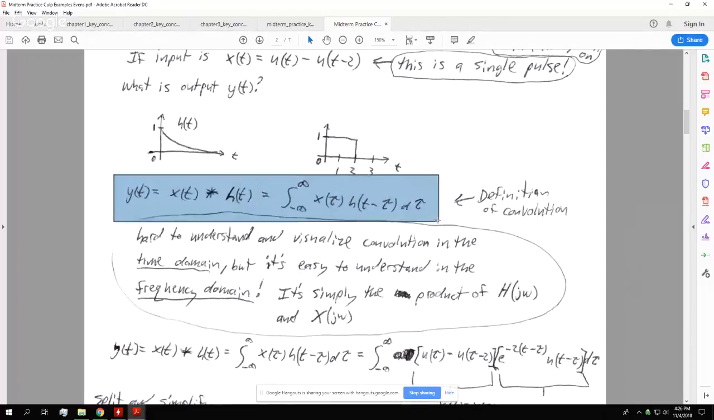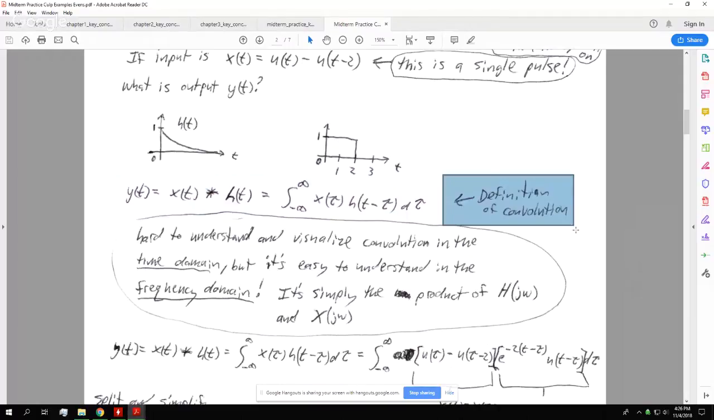So here I've written the definition of convolution, which you can get from the textbook or the key concept sheet. It's simply y of t equals the convolution of x of t with h of t. And the way we do that is with this equation here: the integral from negative infinity to infinity of x of tau times h of t minus tau d tau.